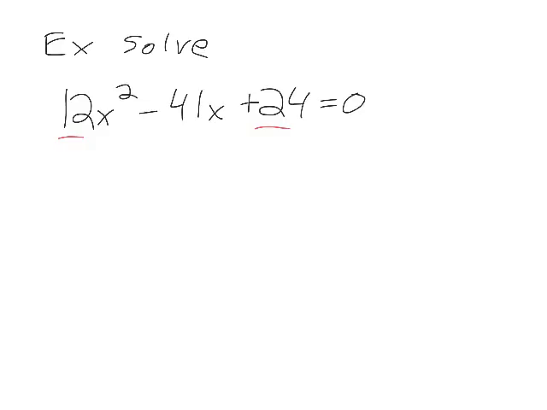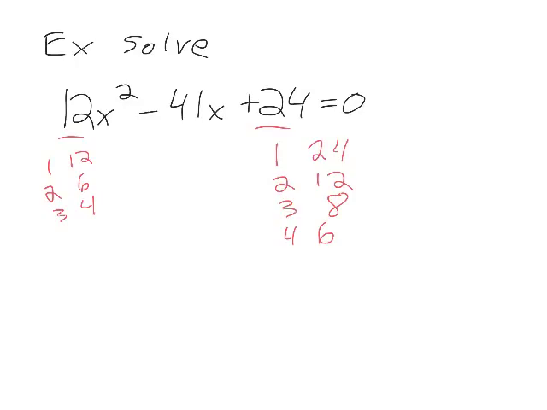And then what we want to do is think about what the factors of 12 are: 1 and 12, 2 and 6, 3 and 4, and the factors of 24: 1 and 24, 2 and 12, 3 and 8, 4 and 6. And we'll actually have to have two products of one set of factors for 12 with one set of factors for 24. And then the two products we get from that will have to add to give us that -41 in the middle.